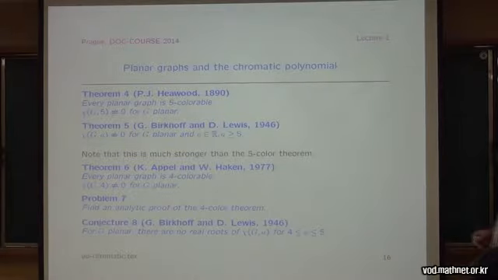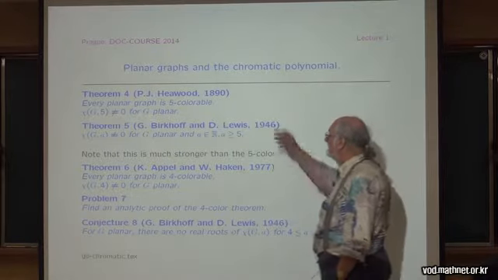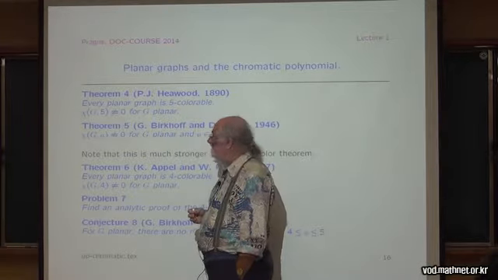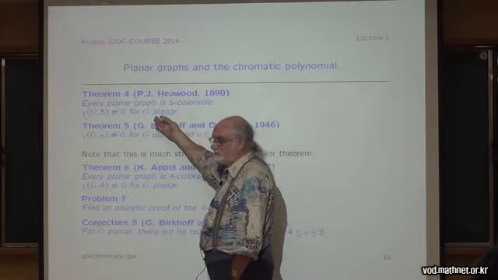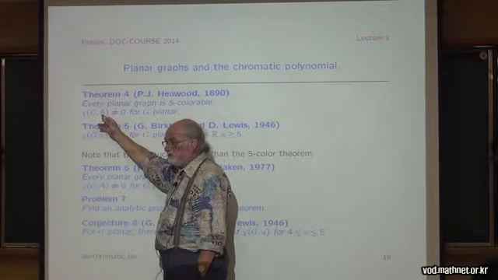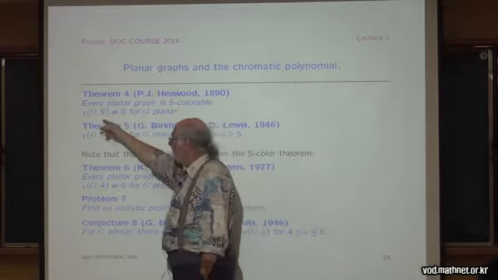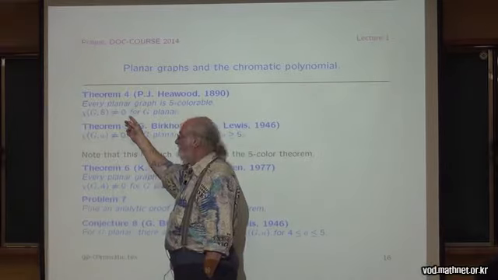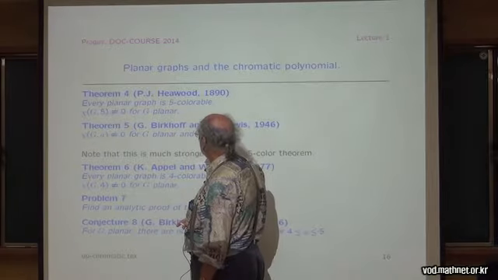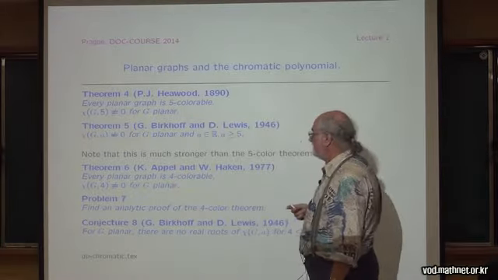Planar graphs and the chromatic polynomial. So here is a theorem from 1890, which says that every planar graph is 5-colorable. And in other words, this is just to show you that it can be expressed. So this says that if the chromatic polynomial of a graph at the point 5 is different from 0, if a graph is planar, then this evaluation must be different from 0. In other words, if you find a 0 at some point, the graph is not planar. It looks as if it gave you a simple test for this.